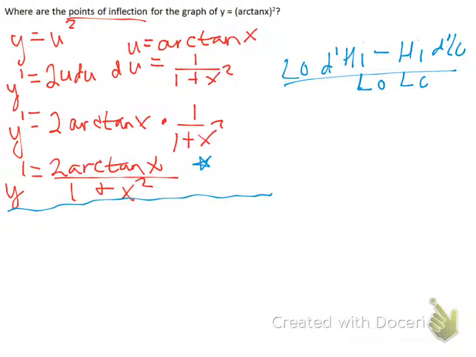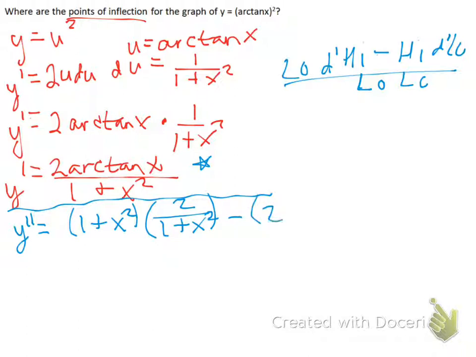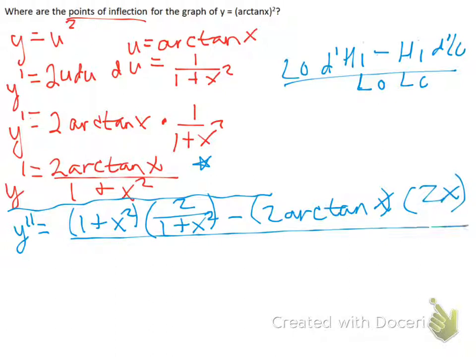Let me separate and give myself a line of demarcation. So y double prime would be the bottom times the derivative of the top, minus the top times the derivative of the bottom, all over the bottom squared.